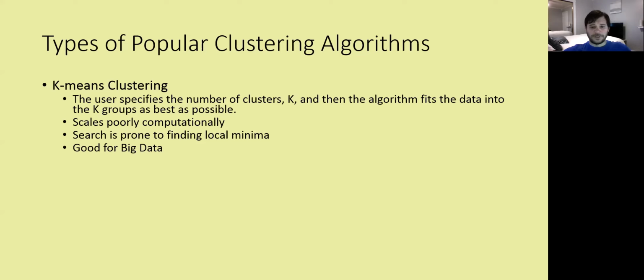The key feature of k-means clustering that you should really be aware of is this first one. The user specifies the number of clusters. How would the user really know what the number of clusters are, though? Right, that's the big catch-22 here. Okay, so that's a weakness of that algorithm.